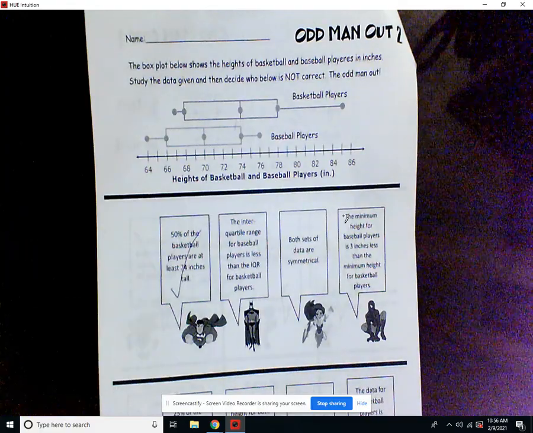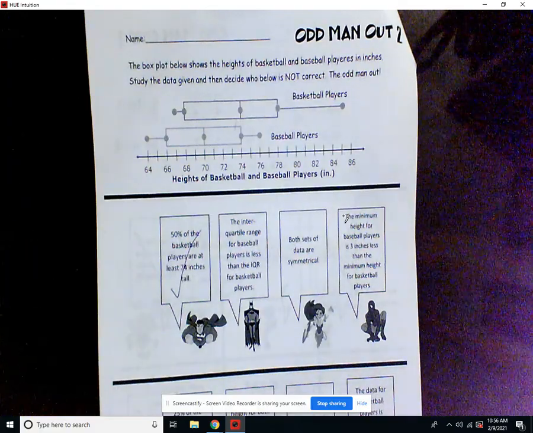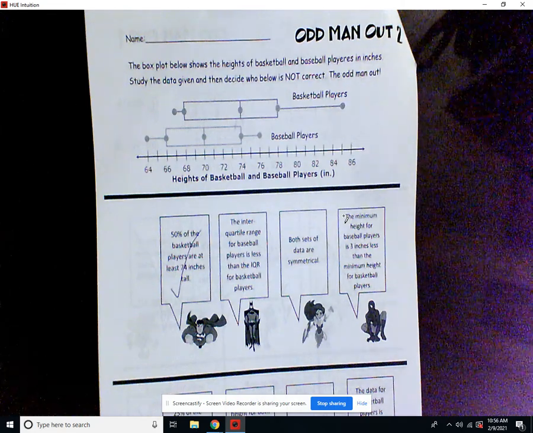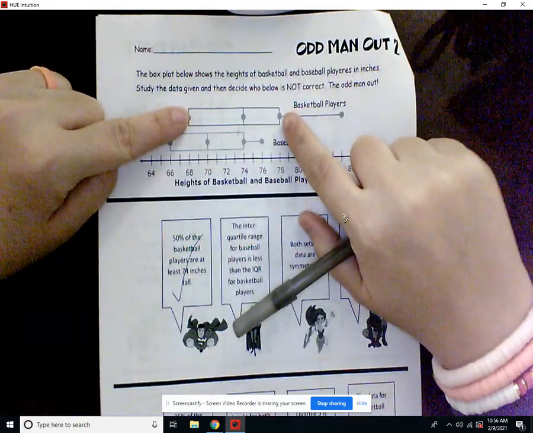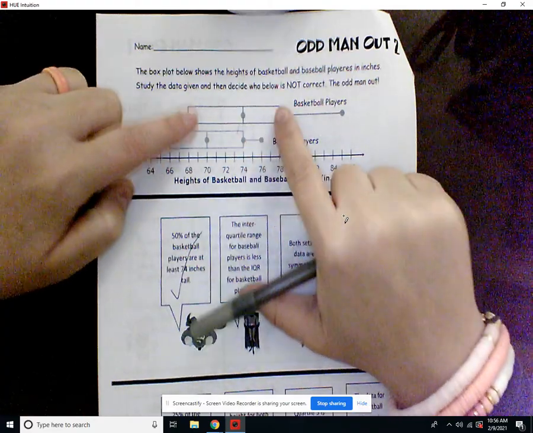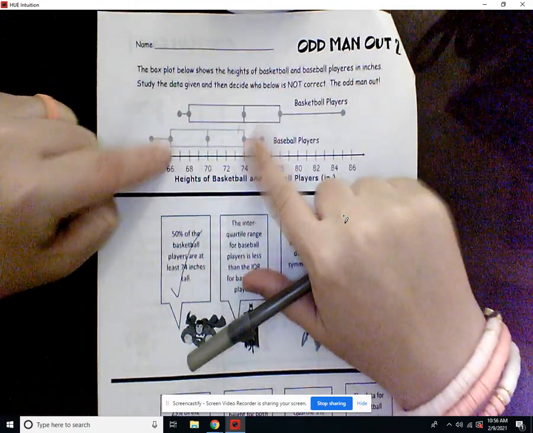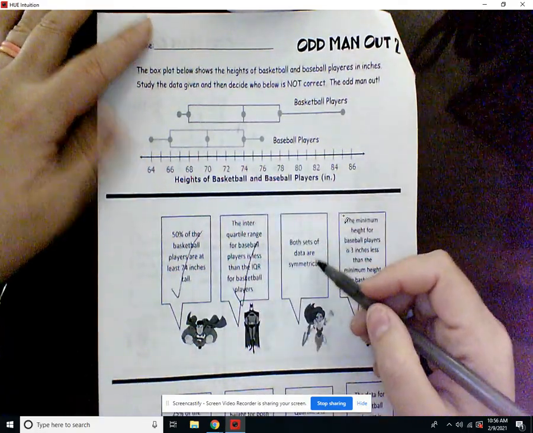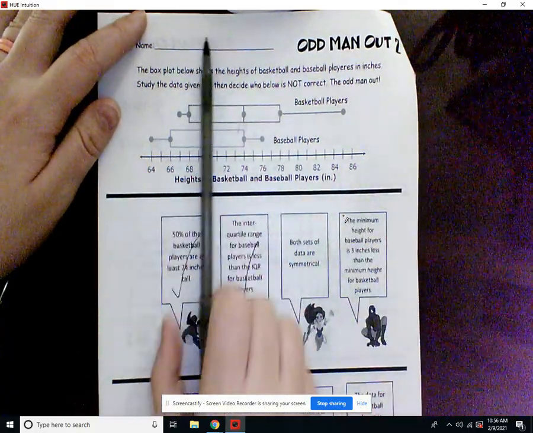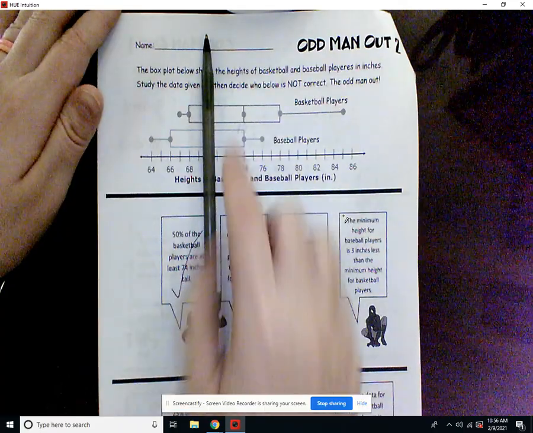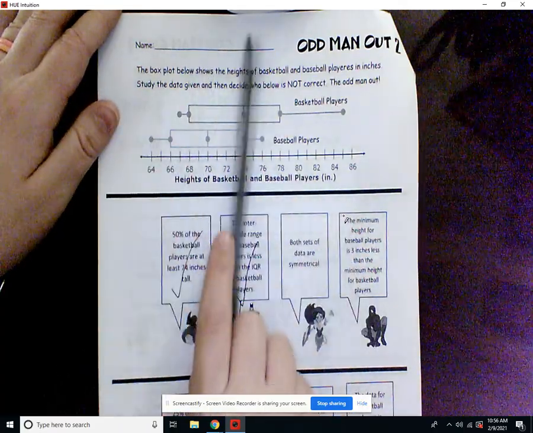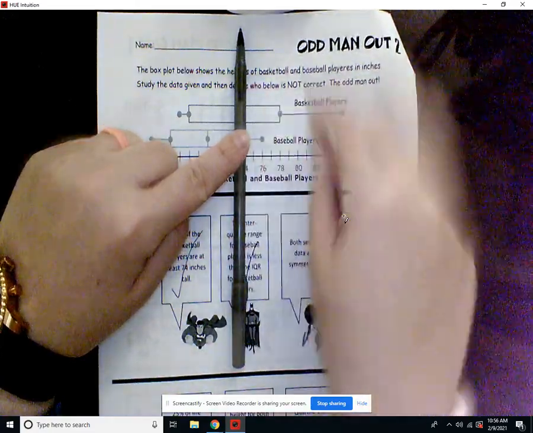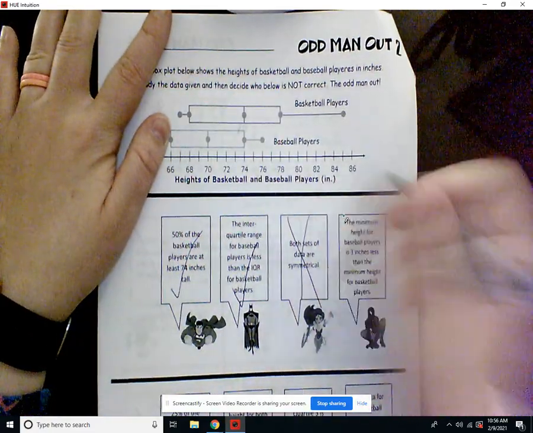The interquartile range for baseball is less than the IQR of basketball. So remember, that's your box size. So again, you can definitely tell the box size for baseball is smaller than basketball. Again, just by looking; if you need to do the math, you can. Both sets of data are symmetrical. So again, that's where we look at folding in half. For baseball players, that is true. But if we look at basketball, that is not true, because it's a lot bigger on the right side. So this last one's going to have to be right.